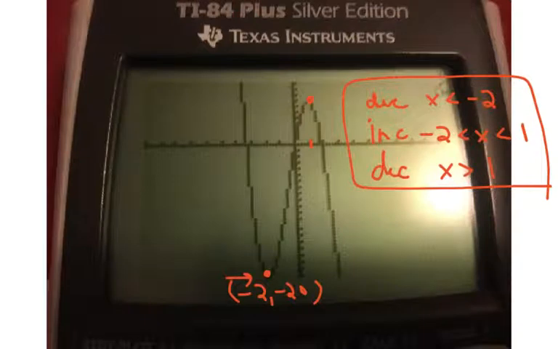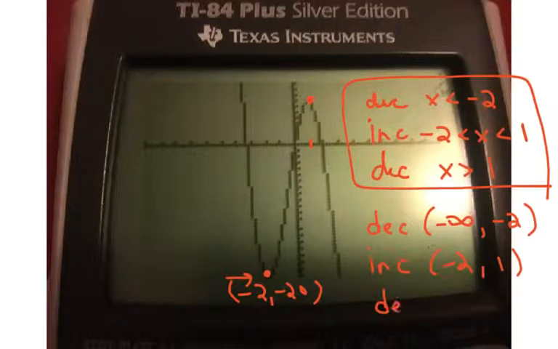When I do this using inequalities, the first interval is always x is less than. The last interval is always x is greater than. Any intervals in between the first and last will always be compound inequalities. Now, if you need to write this in interval notation, the first one would be (-∞, -2). The second interval would be (-2, 1). And the third interval would be (1, ∞). Although sometimes I've seen it written with brackets instead of parentheses.